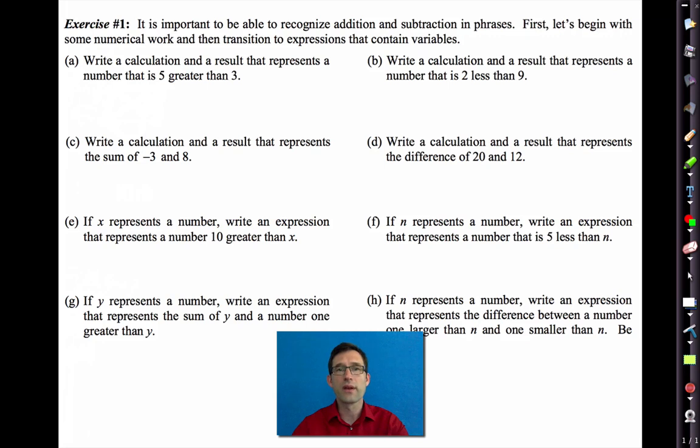It's important to be able to recognize addition and subtraction in phrases. First, let's begin with some numerical work and then transition to expressions that contain variables. Letter A says write a calculation and a result that represents a number that is 5 greater than 3. Now it's kind of interesting because of course addition is commutative, so it really doesn't matter which way you write it down. But technically speaking, a number that is 5 greater than 3 is this. So that's 3 plus 5, and of course the result is 8.